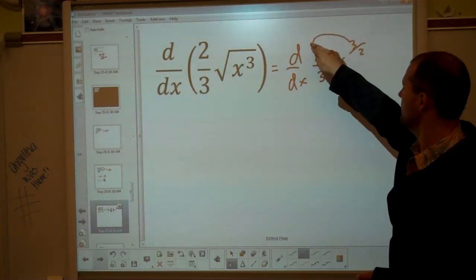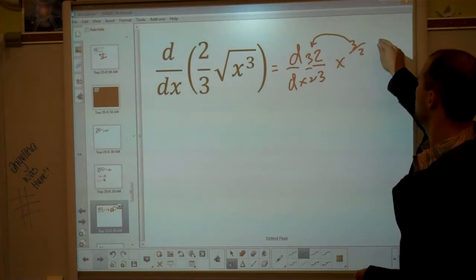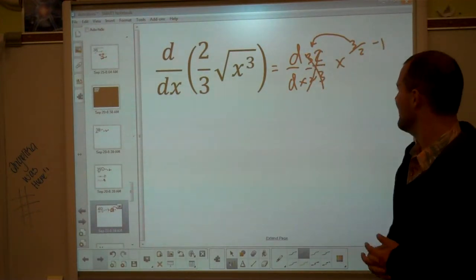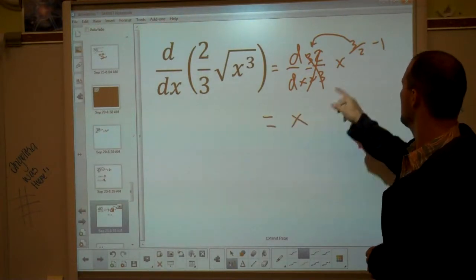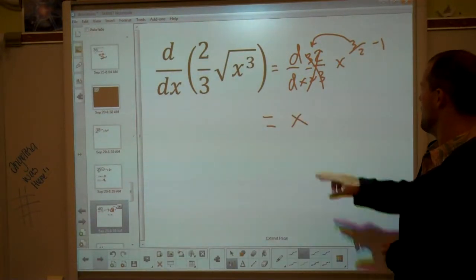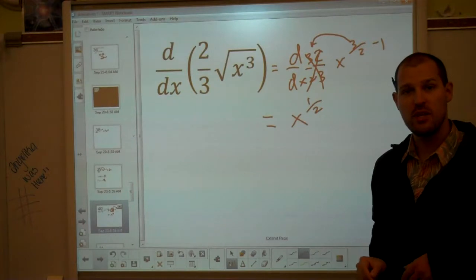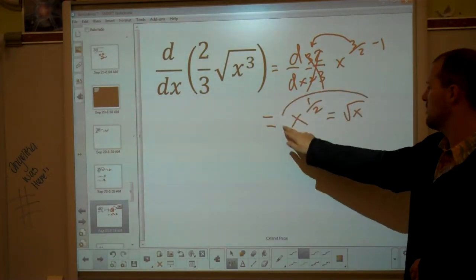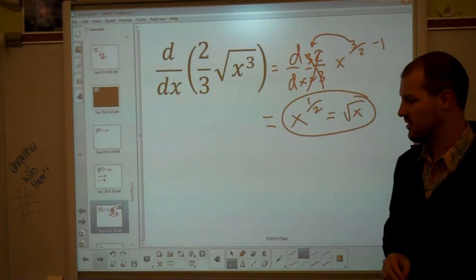We can pull our little 3/2 down in front, subtract 1 from the exponent, 3's cancel, 2's cancel, hey, that's nice. And so now we have an x. See, 3/2 minus 1, that would be the 1/2 power. We can absolutely leave it like that, or if you really have a strong preference, you can rewrite it as square root of x. Both of those are excellent.